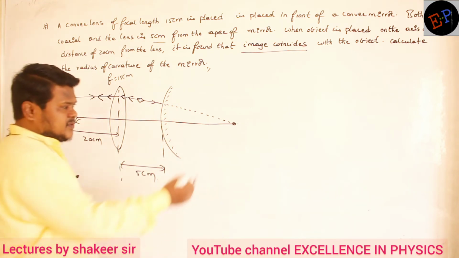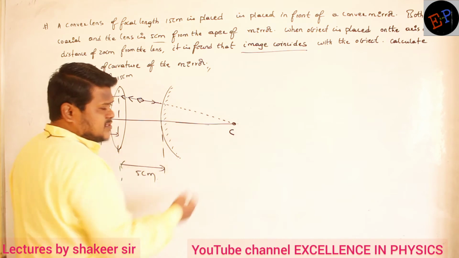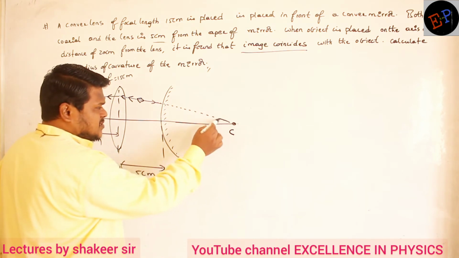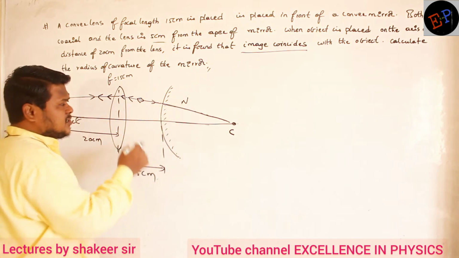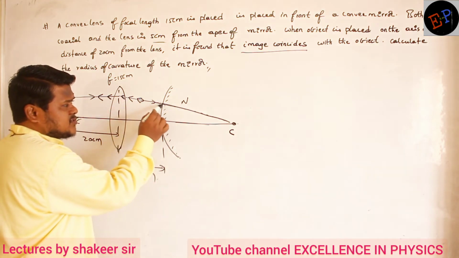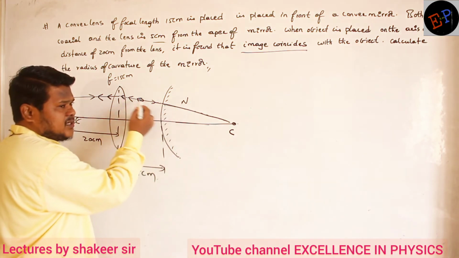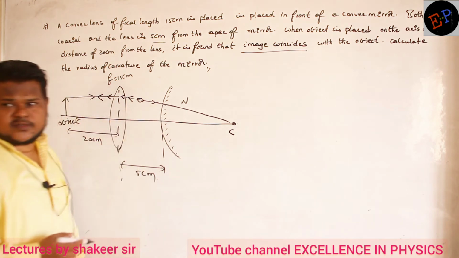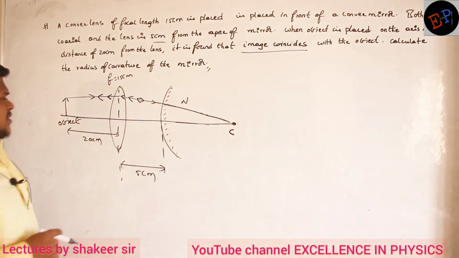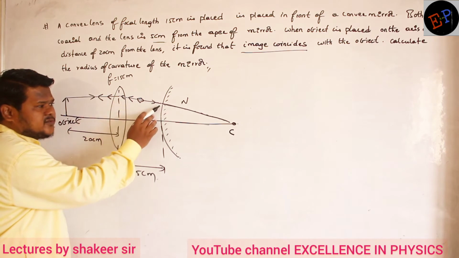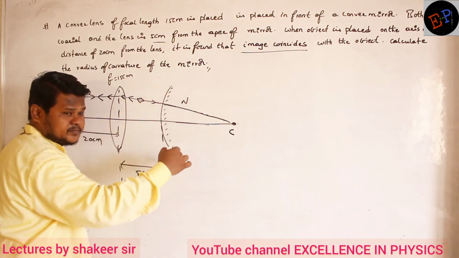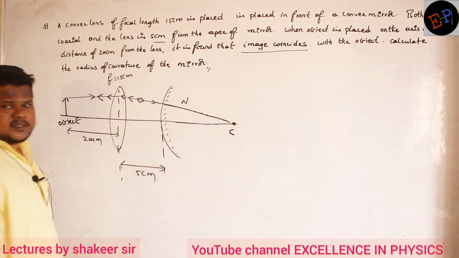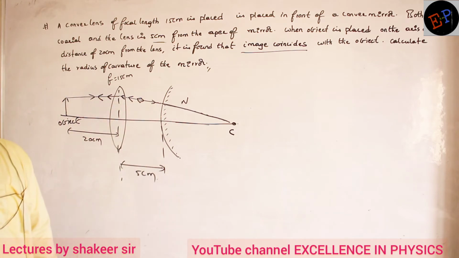If this point becomes the center of curvature, then this will become the normal. So if light rays fall on the normal at 0 degrees, then reflection also will be at 0 degrees only. So it means light rays should fall on the normal to this mirror. Then the light rays will be reflected exactly in the same path. Are you able to understand?